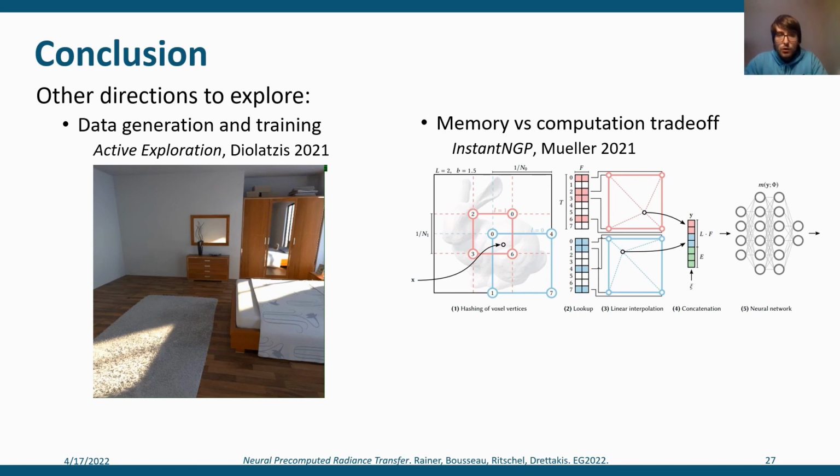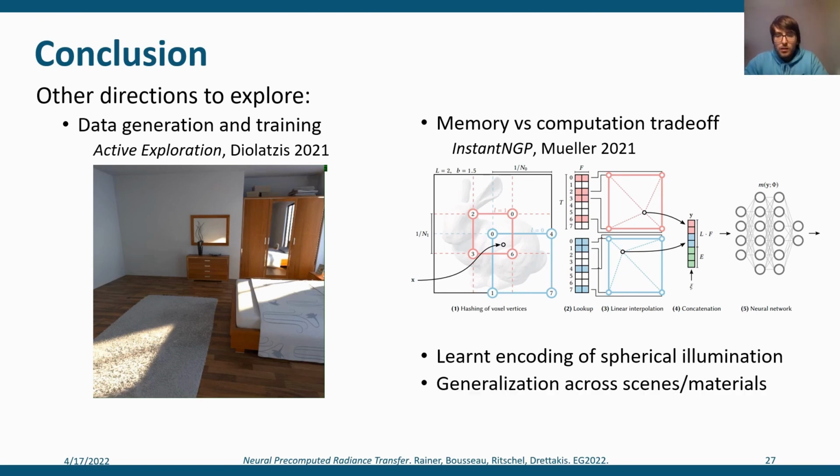It would also be interesting to investigate a little bit more the encoding of the illumination, for instance, maybe through spherical CNNs. And finally, the holy grail would be to generalize all of this to unseen scenes or materials, to make the entire scene arbitrary, for instance, by learning a local scene code in the same way that our network learns a transport or a light code.